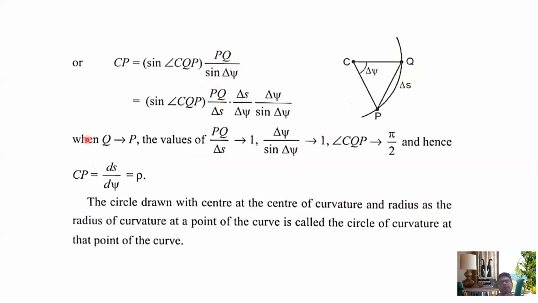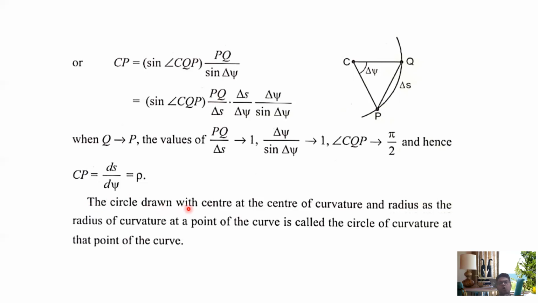When Q tends to P, the value PQ by del S tends to 1, and del psi by sine del psi tends to 1, and angle CQP tends to pi by 2. Hence CP is equal to ds by d psi, which is equal to rho.